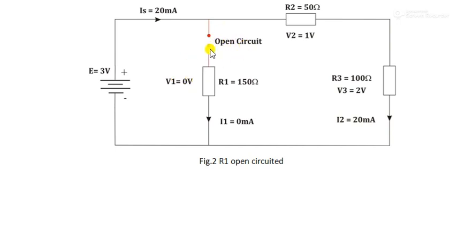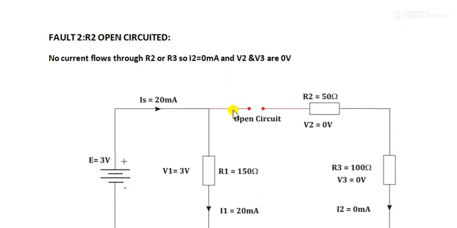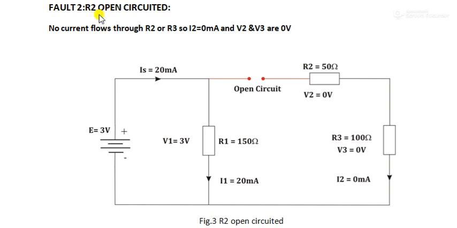So like this you can study the effects of faults, because if a fault is created, the values of voltage and current will change. This is the first fault you can do. One more fault is there: R2 is open circuited now. The R2 branch is open circuited.